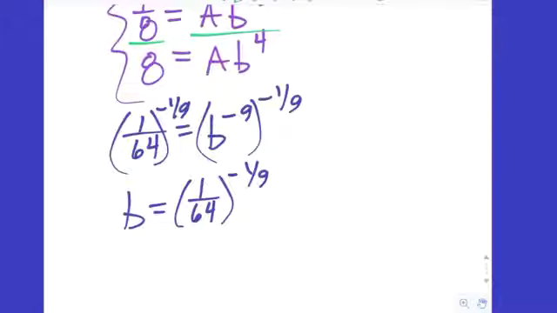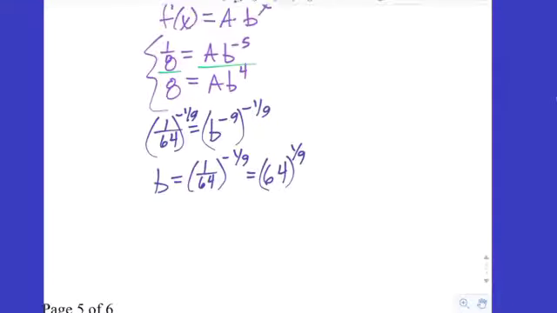Now, 1/64 to the negative 1/9 is kind of ugly. This is kind of a win-win. If you flip the fraction, you get 64, and that makes the exponent positive. That's a little bit nicer to use. Now, is 64 a perfect 9th root? No, so we'll just leave it like that. So there's the b value that we're going to use.